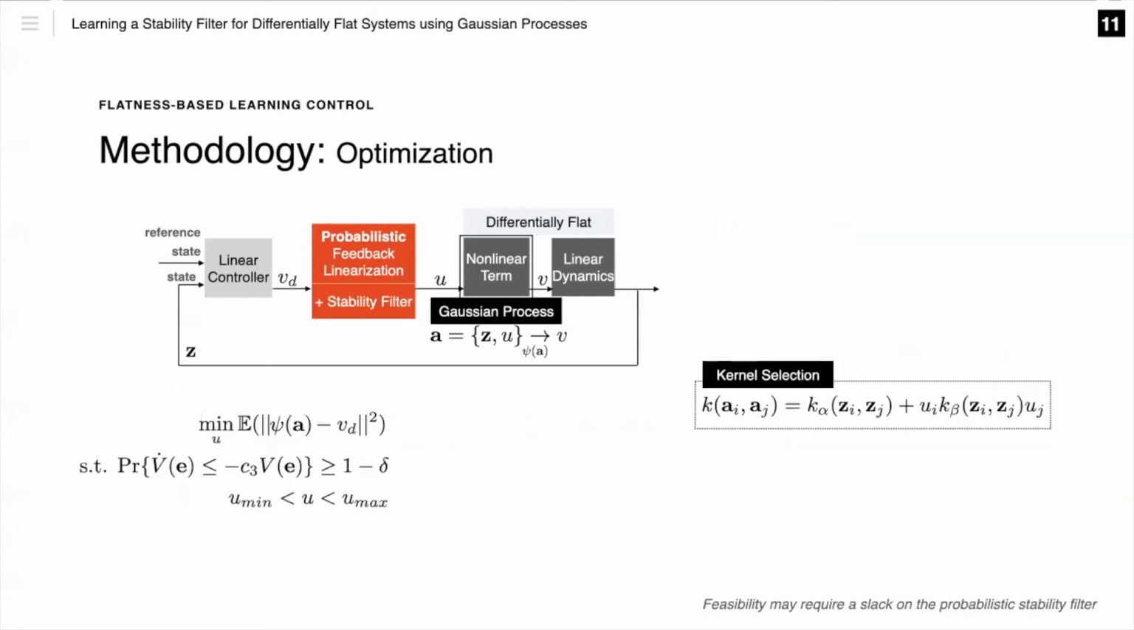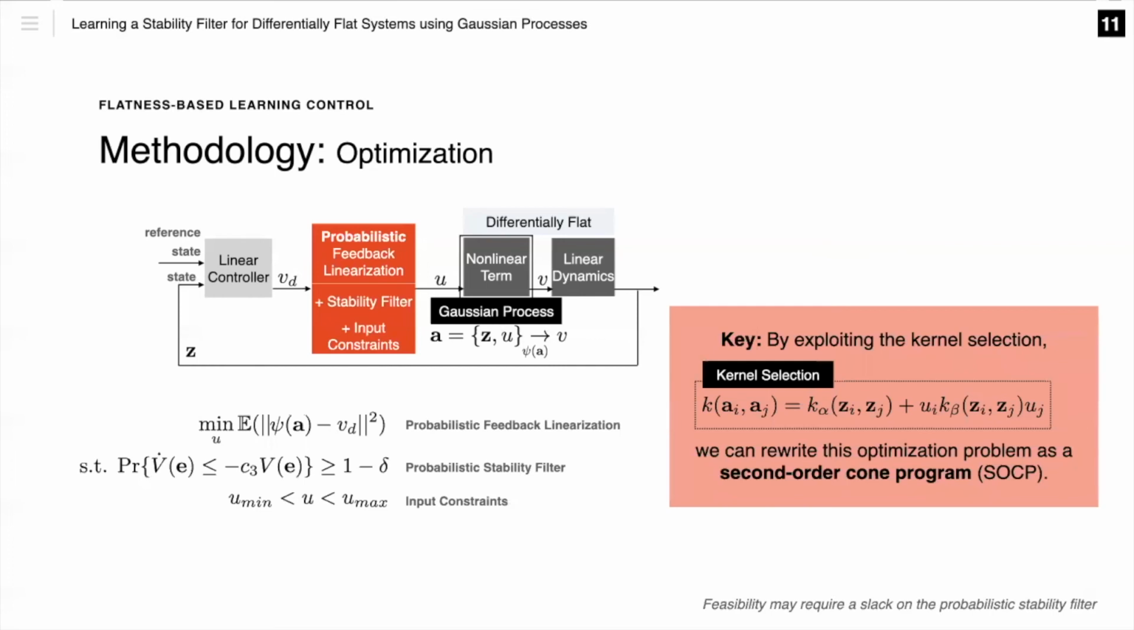So now putting this all together. Our filter comprises probabilistic feedback linearization, which tries to find the input that is most likely to cancel the nonlinear term, subject to a probabilistic stability filter, which ensures tracking convergence with high probability, and input constraints. And the key is that by exploiting the kernel selection, we can rewrite this optimization problem as a second-order cone program. And this is a convex problem which can be efficiently solved.